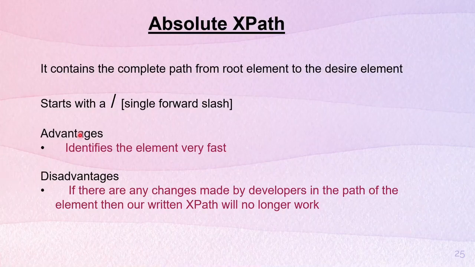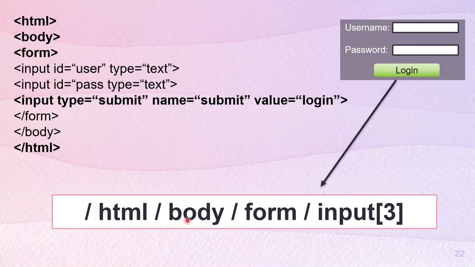Next, let us discuss its advantages and disadvantages. The advantage of absolute XPath is that it identifies the element very fast. Obviously over here you're writing the complete path, like /HTML /body /form /input, the third index. Because we are writing the complete path, it accesses the element very fast. That is the advantage of absolute XPath.